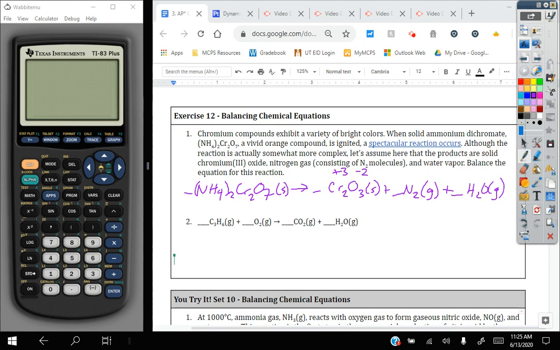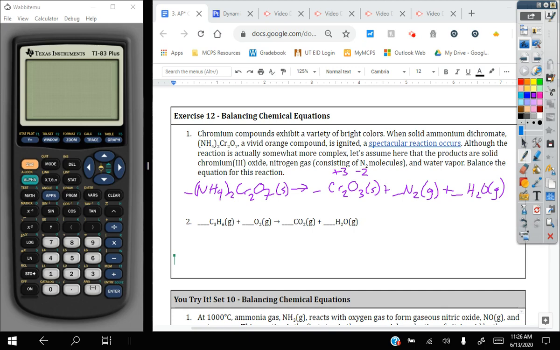All right. Remember that when you have parentheses, the number outside of the parentheses distributes times the number on the inside of the parentheses. So on the left side of the equation, we have 1 nitrogen on the inside of the parentheses and a 2 on the outside. So we really have 2 nitrogen on the left. And I see 2 nitrogen on the right. So nitrogen is balanced, and we can move on to the next atom. Again, I started with ammonium dichromate because that's the most complicated looking thing, and that's very wise to do.